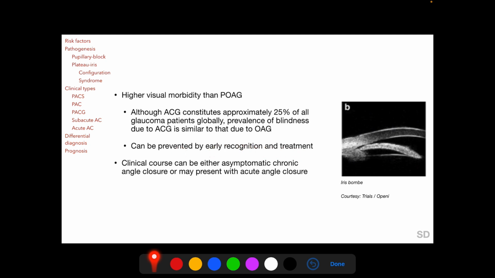Contrary to common perception, clinical course of primary angle closure disease can be either asymptomatic chronic angle closure or it may present with a symptomatic acute angle closure attack. And it is important to note that asymptomatic chronic angle closure is much more common than acute angle closure attack, and this is important to remember.